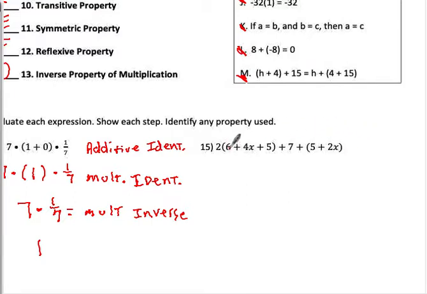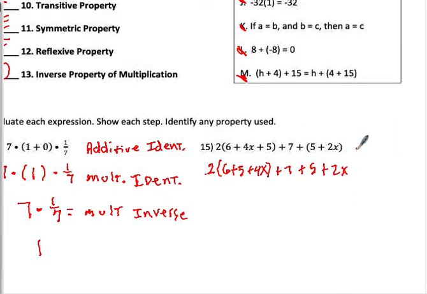If I get rid of parentheses, what property do I use? Associative property. And then inside these parentheses, order of operations tells me I have to add from left to right, so I need to do 6 plus 4x, but I can't do that. So I have to put the 5 in front of the 4x. What property is that if I change that? Order, that's commutative property. So I'm going to do 2 things in my first step, and I'm going to label both properties. So 2 times 6 plus 5 plus 4x plus 7 plus 5 plus 2x.